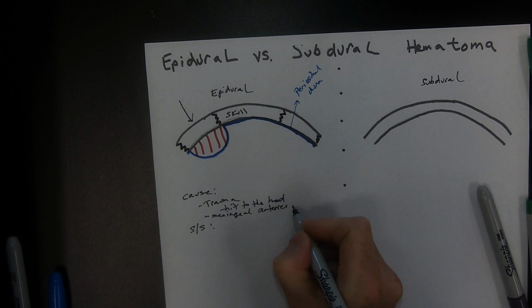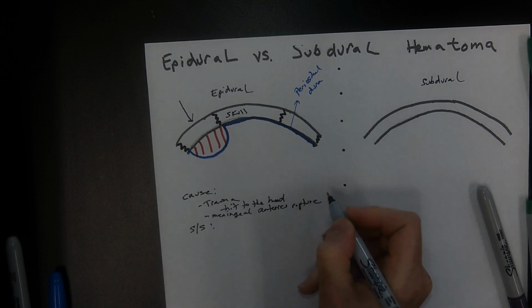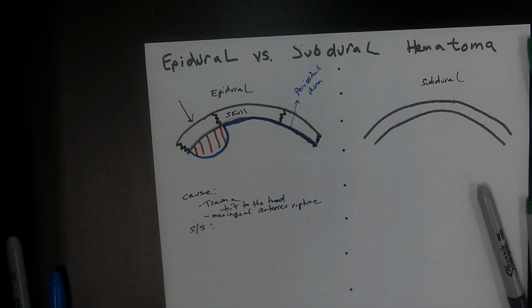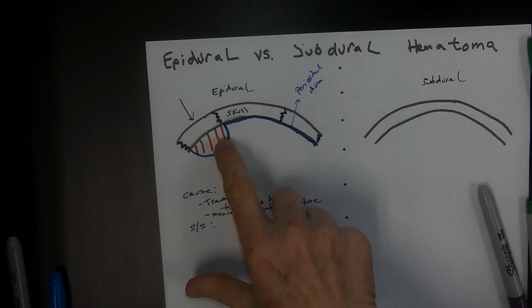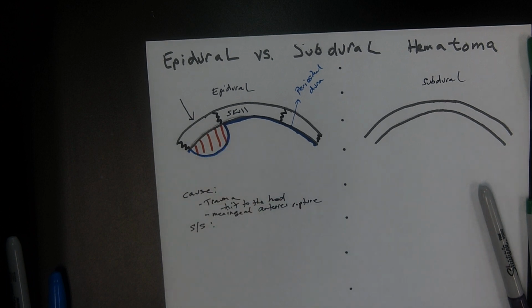arteries rupture. So between the skull and the periosteal dura, you have these things called meningeal arteries. When you get hit in the head, meningeal arteries can rupture. When the arteries rupture, then you get a pooling of blood underneath the periosteal dura.